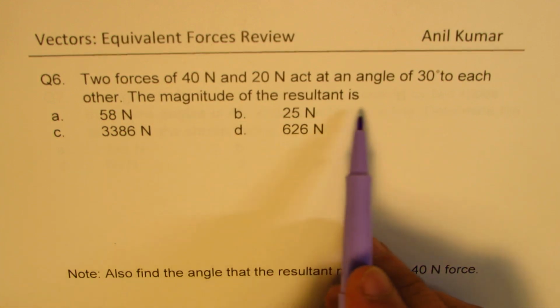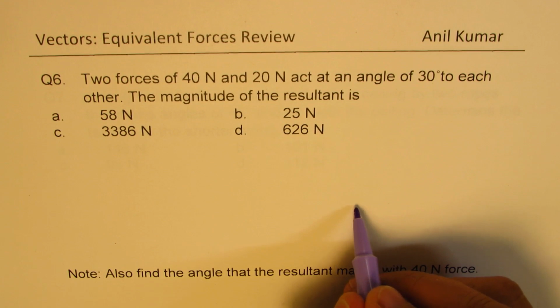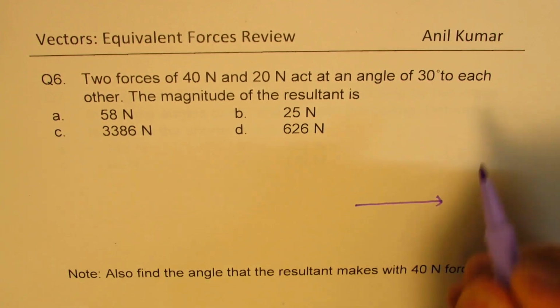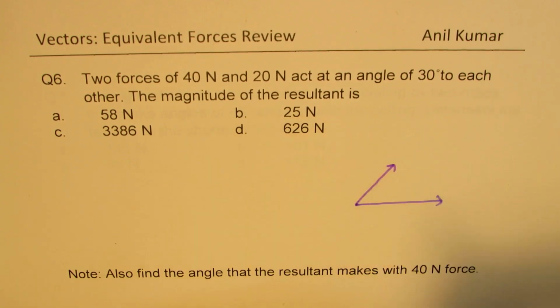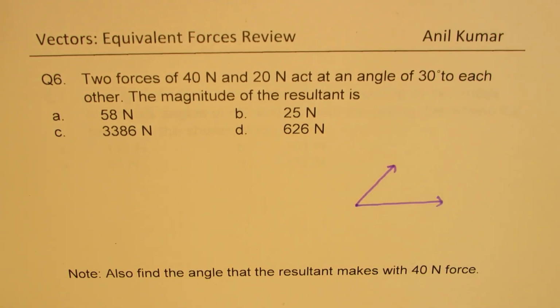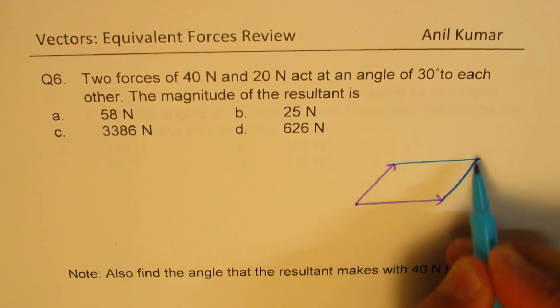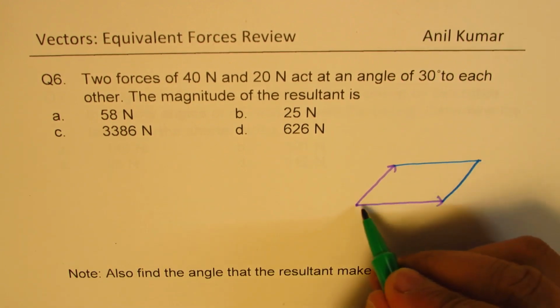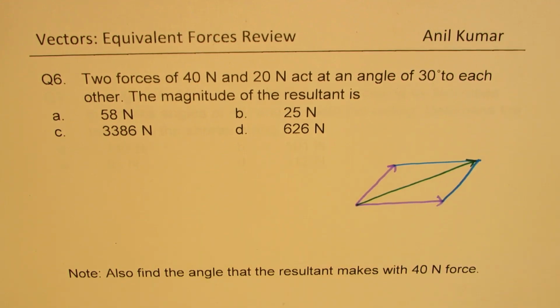The magnitude of the resultant is what? So we are only interested in finding the magnitude this time. Let us say one of the forces is 40 Newton, the other one is 20 Newton. So again, we'll complete our parallelogram. It's similar to the first question, but this time we need to find the magnitude only.